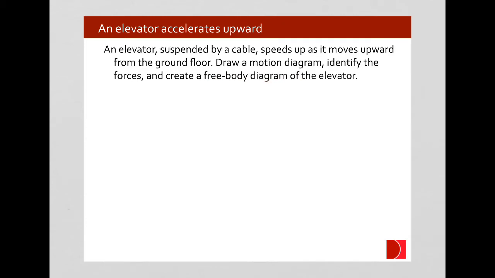If we begin by drawing a motion diagram, our motion diagram shows the location of the elevator, and we're told that it's speeding up from the ground floor. So that means that it is at the bottom to begin with, and if it's speeding up, that means that at first it's going slowly, and if it goes slowly, that means that our points are close together. And if it's speeding up, that means that the points are getting farther apart from each other. And so this would be our motion diagram.